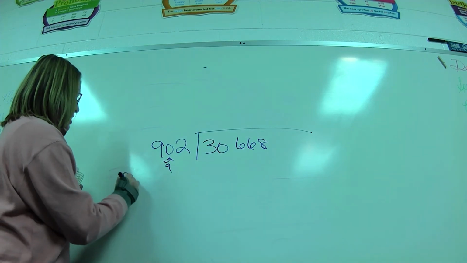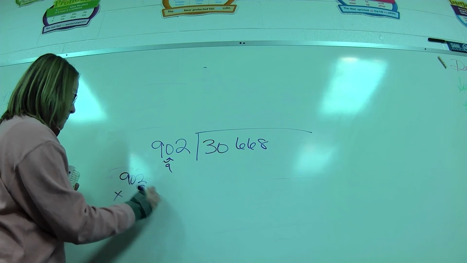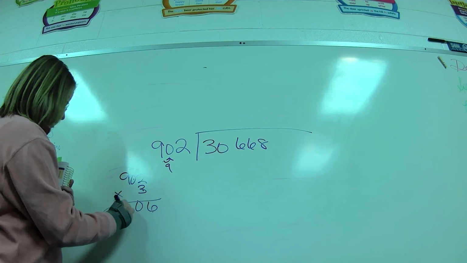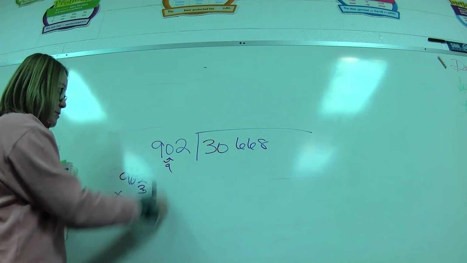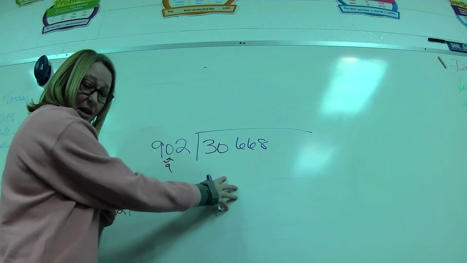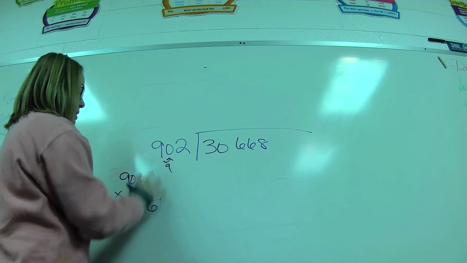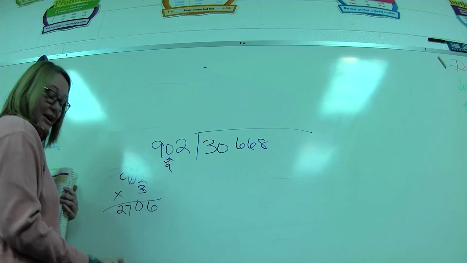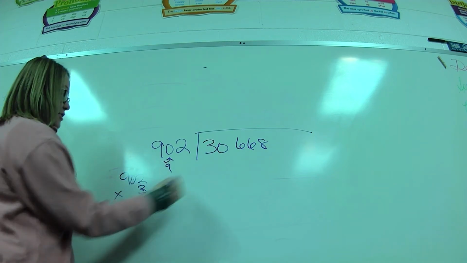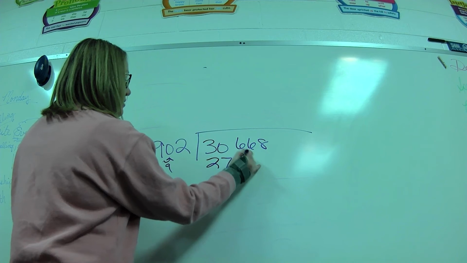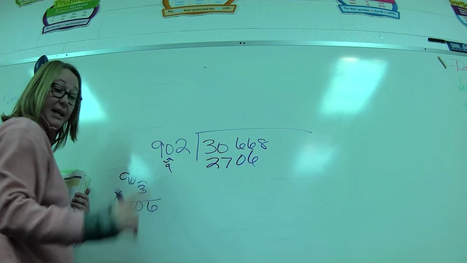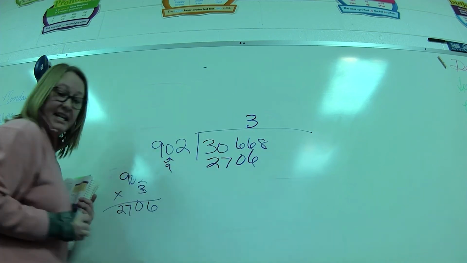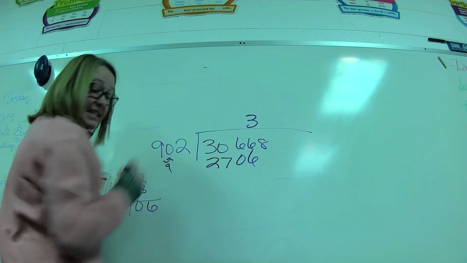So let's do 902 times 3. 3 times 2 is 6. 3 times 0 is 0. That gives me 27. Notice I'm doing my multiplication away from my actual problem. I don't want my multiplication to get mumble-jumbled with my division problem. All right, so I have my work right here. So it's 2706. Again, placement and alignment. That 3 has to go above the second 6 because I went into 3066.